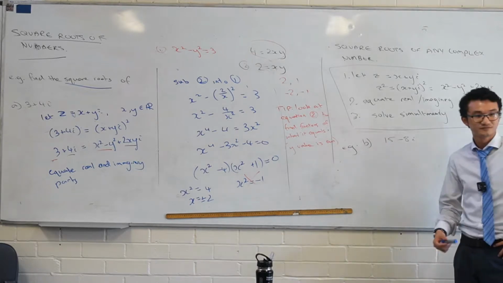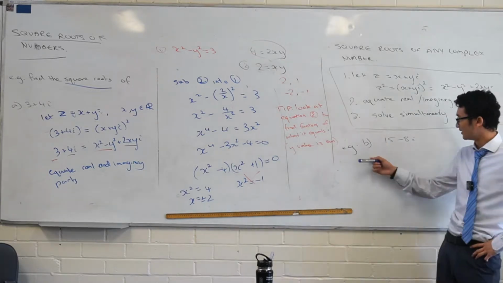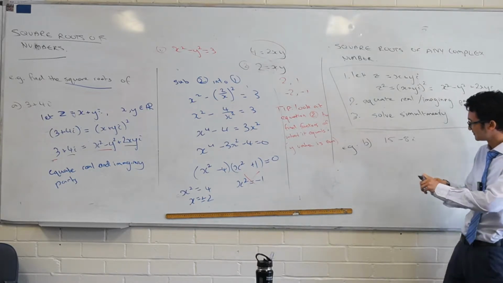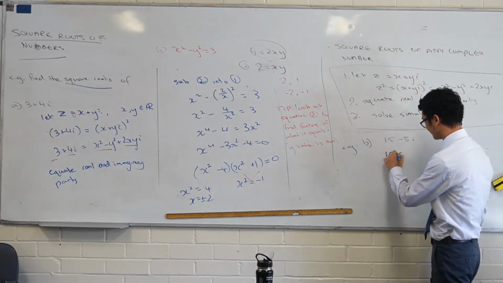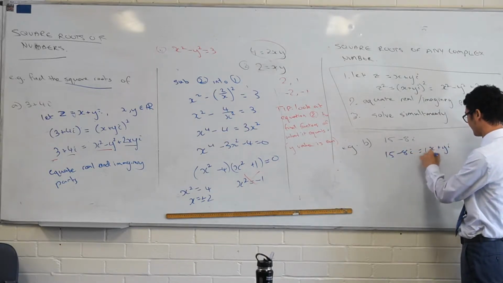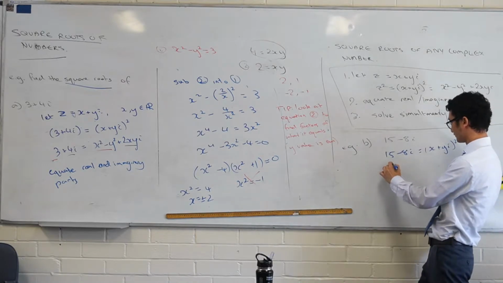I did the short method. Okay, cool. You did the short method. Awesome. But we still have to do some stuff to get there, right? What do we have to do? So I put it into the 15 minus 8i equals (x plus yi) squared, and expanded it out to x squared minus y squared.